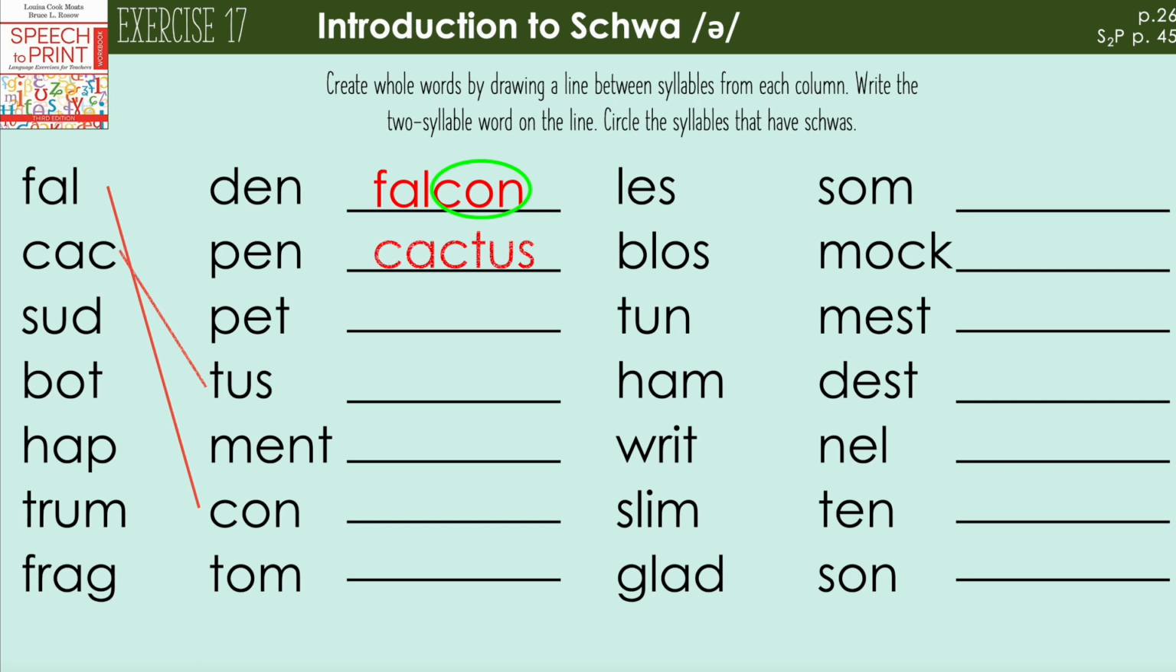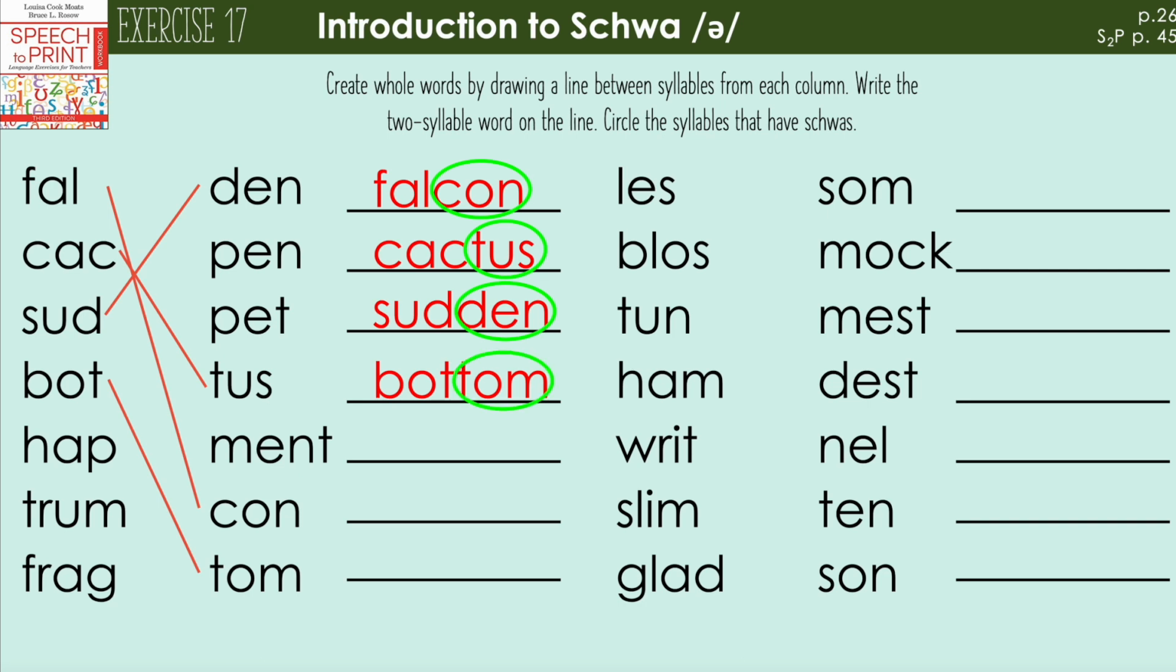All right, let's try cactus. So cactus, cactus. If you have more of that slight uh, your voice drops. Get really small movement. Don't let your jaw move very much on the us. Yep, that's our schwa. Okay, we have sudden. Where's the schwa? Good, it's on the dun. Our next one can be bottom. Where's the schwa? Right. Is anybody noticing a pattern where most of our schwas occur?